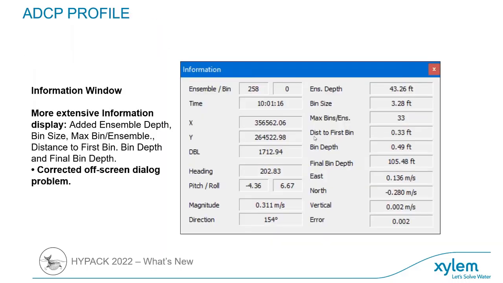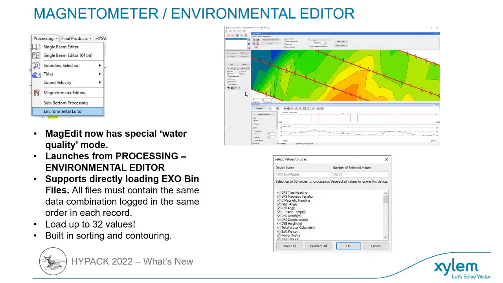So, kind of nice. And then ADCP profile, we're doing a little bit more with some of the water quality stuff. So this has been updated. The information has been updated with more extensive information, and a little bit of stuff for everybody. Okay, the magnetometer / environmental editor.